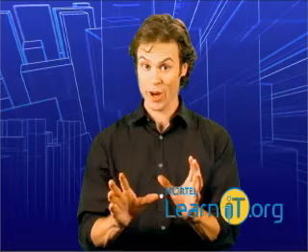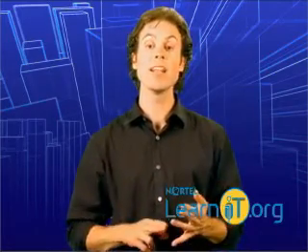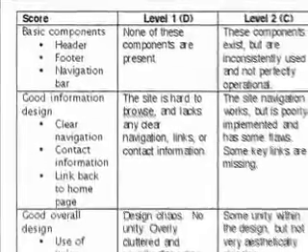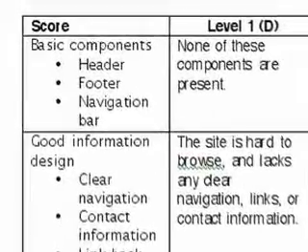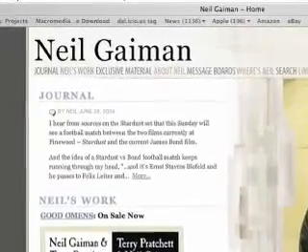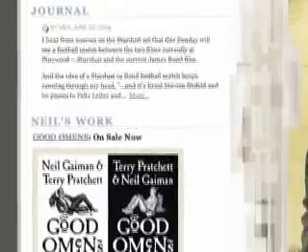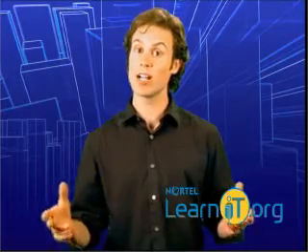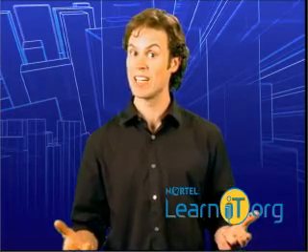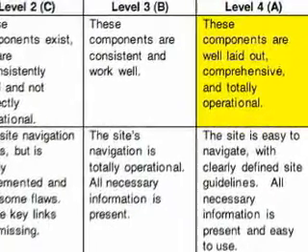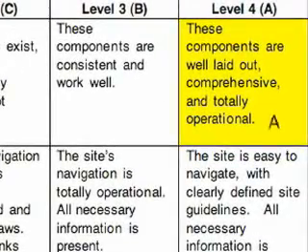So now that we've looked at this web page, let's answer our questions. First, does the site have all the basic components? Yes. The header is right above the navigation bar, and the footer is easy to spot. And we can clearly tell who the website is about, thanks to the header and photographs. This rates an A on the rubric.